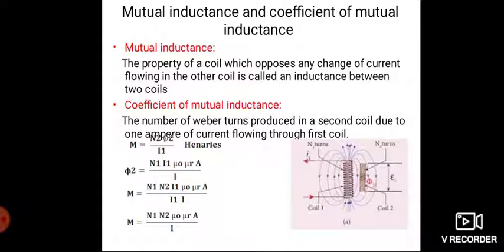first coil. As we know from the self inductance, phi 2 is equal to N1 I1 mu naught mu r A divided by L. Substitute this value of phi 2 in mutual inductance, that is in M. Now M equal to N1 N2 I1 mu naught mu r A divided by I1 into L. I1 and I1 will get cancelled. So M is equal to N1 N2 mu naught mu r A divided by L. This is nothing but the coefficient of mutual inductance.